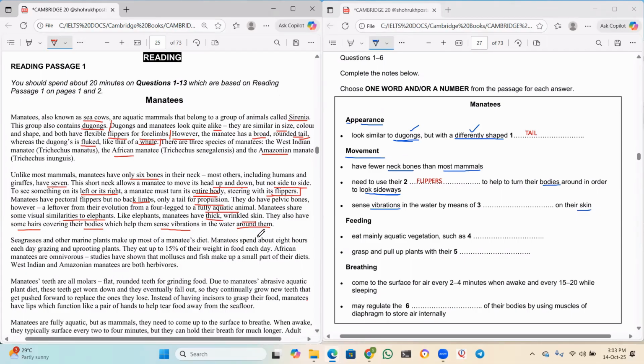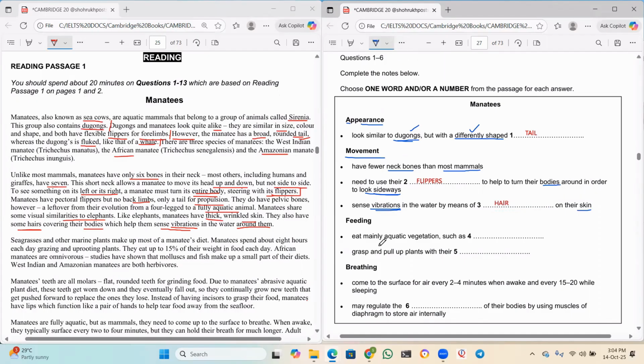You got it, guys? You got the answer? See, here he spoke about vibrations, which is the keyword. Okay, by means of dash on their skin. What is that? You tell me the answer now. So, they also have some hair covering their bodies, means on their skin, which help them sense vibrations in the water. So, what is our answer, guys? Hair. Yes. This is also a very easy one and a very direct answer. So they have hair on their body.